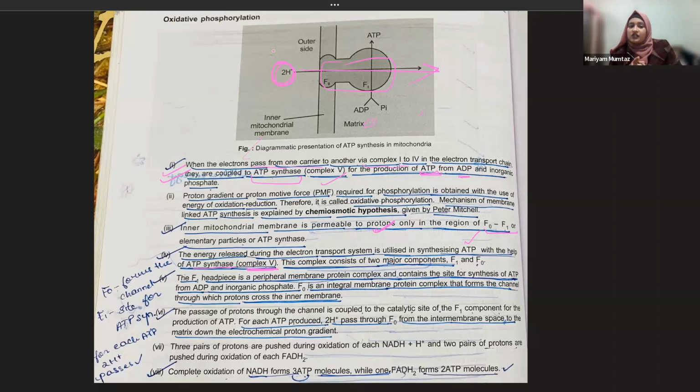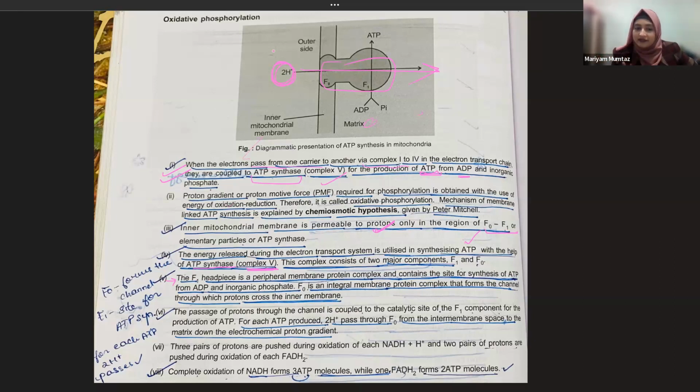Now, this complex, which is ATP synthase, we studied about 4 complexes, right? Now we're talking about the 5th complex, that is ATP synthase. It has 2 components. The first is F0 and then there is F1. F0, F1 are the 2 components of this particular complex. F1 is the head piece and it is at the peripheral position, and the F0 is an integral membrane protein present inside. You remember integral and peripheral protein we studied in the cell, plasma membrane? Yes.